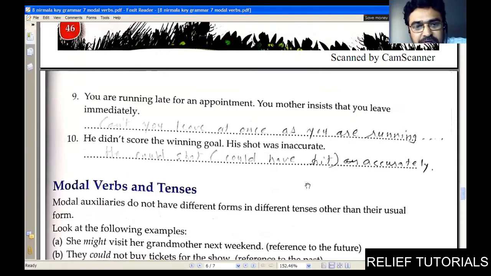He didn't score the winning goal. His shot was inaccurate. So he could have shot accurately. He could have shot or he could have hit accurately. So you could go for that kind of assumption, speculation, using what? Could.